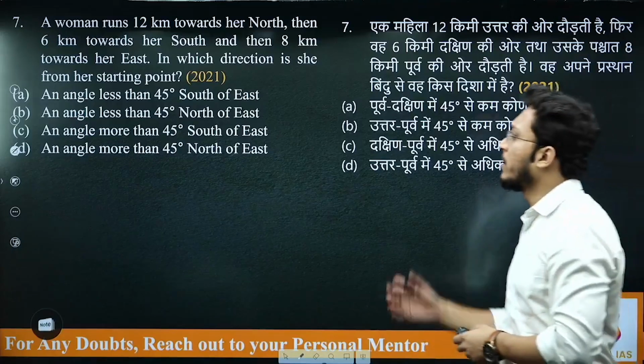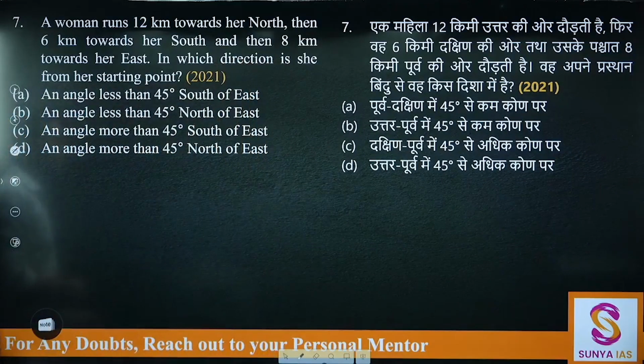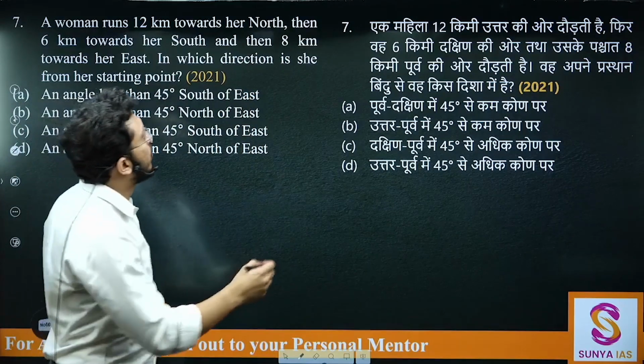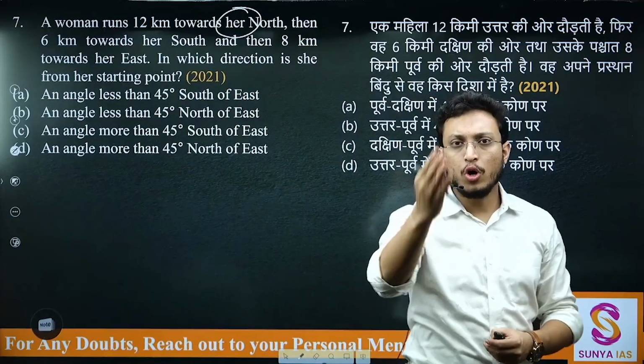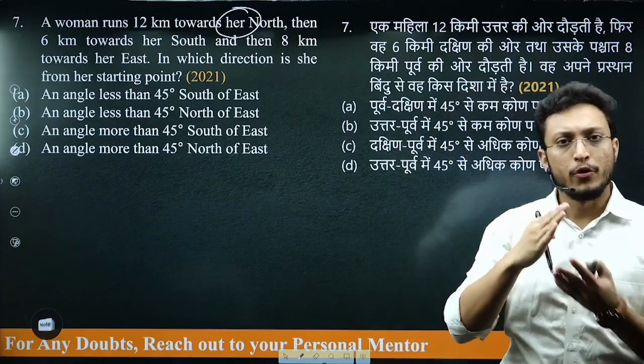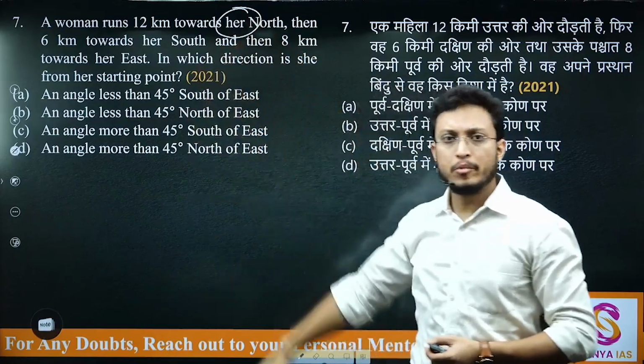It says a woman runs 12 kilometers towards her north. Now अब इसमें एक चीज समझो, towards her north कुछ नहीं होता है. There is no your north or my north. North is north only. तो ये थोड़ी सी वर्डिंग्स गलत थी यहाँ पर यूपीएससी की.